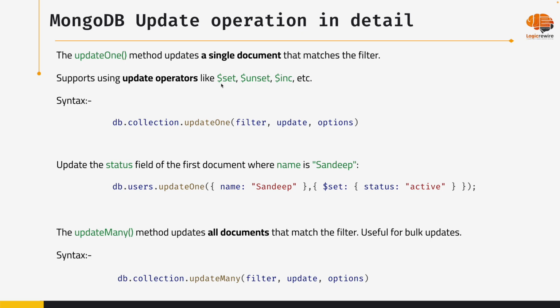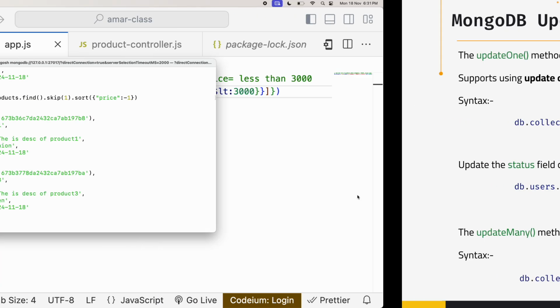And we have some operators: dollar set, dollar unset, dollar increment. So you have to get to know all these operators. So let's check. First, dollar set. Dollar set is for setting the value, resetting the value. See, now what you are doing: update the status field of the first document where name is Sandeep. It will find wherever name is Sandeep, it will just set status as active. Okay, it will just set.